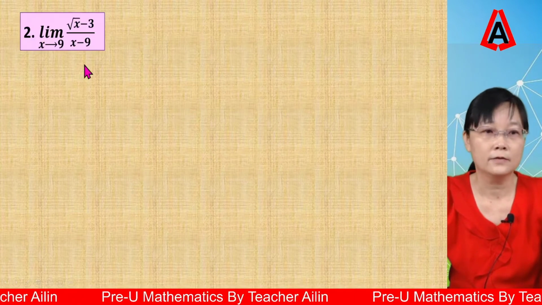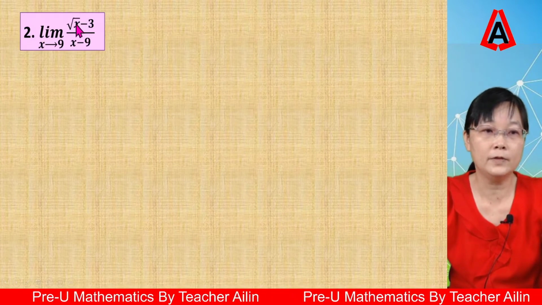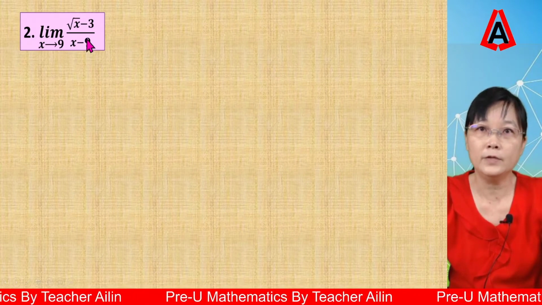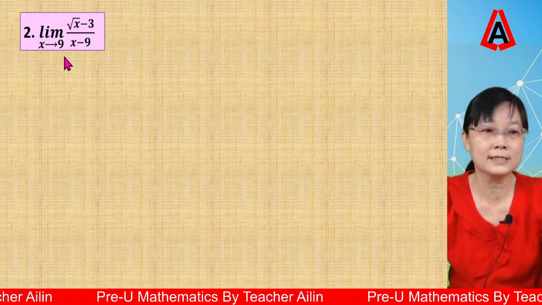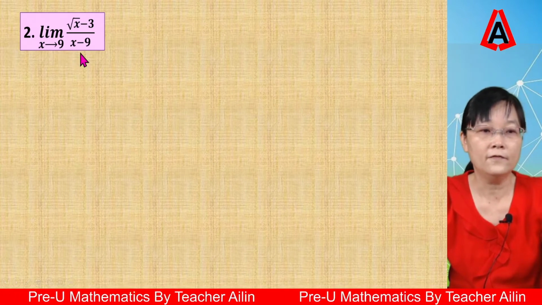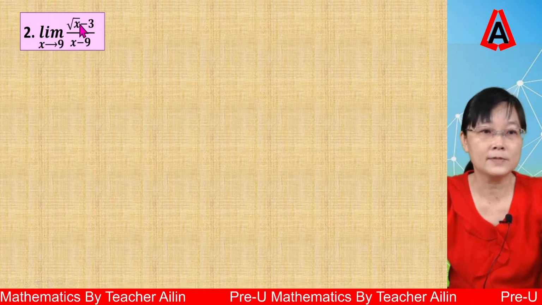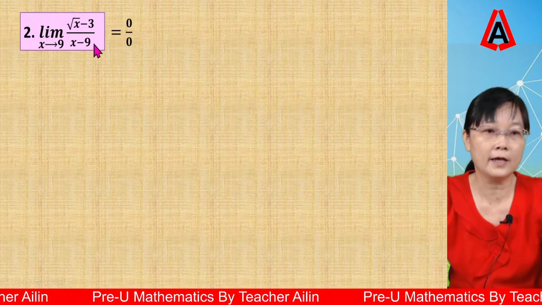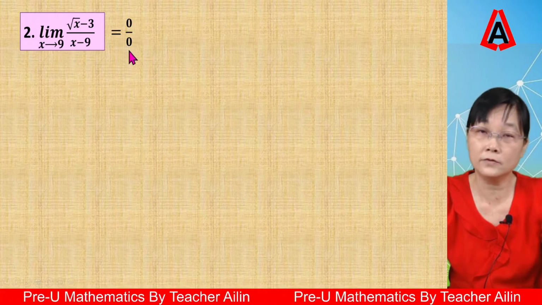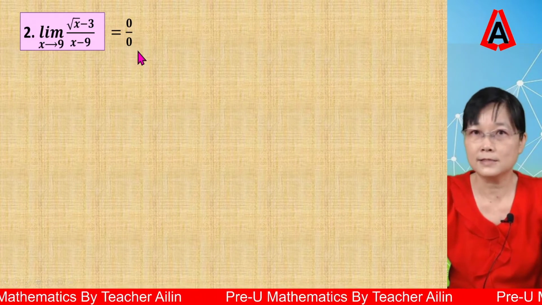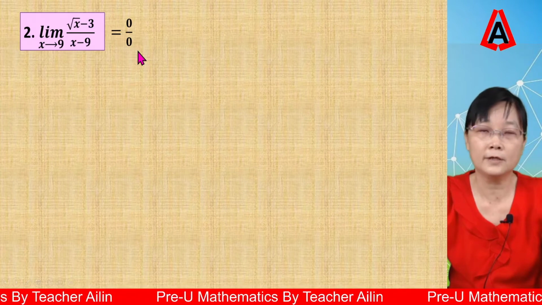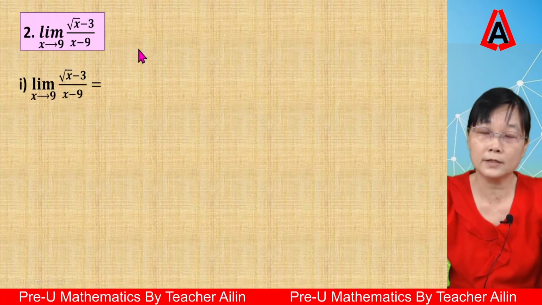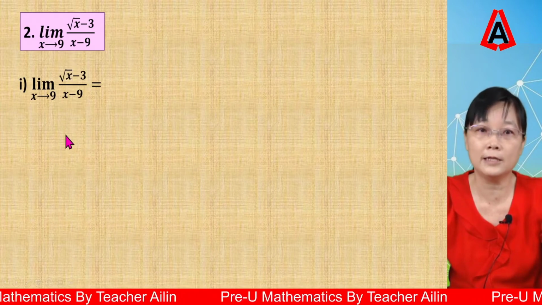So next, we try to find the limit of the same function, but now I am going to find the limit as x approaches 9. So first, I'm going to substitute x with 9. So when I substitute x with 9, I find that the answer is 0 over 0. This is another type of indeterminate form of limit. So it means I'm going to use another method to help find the limit.